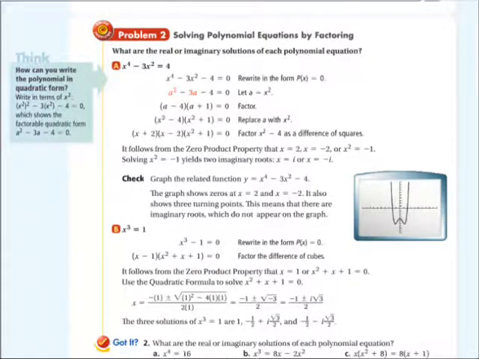Okay, problem number 2, solving polynomial equations by factoring. So what are the real or imaginary solutions of each equation? So again, we're just factoring. We have x to the 4th minus 3x squared minus 4.